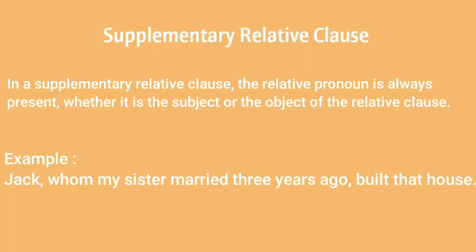The next material is supplementary relative clauses. In a supplementary relative clause, the relative pronoun is always present, whether it is the subject or the object of the relative clause. For example, Jack, whom my sister married 3 years ago, built that house. The clause whom my sister married 3 years ago is supplementary. It appears in the middle, set off between commas.